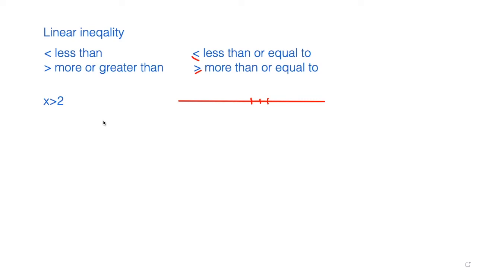Hello, in this video, I will be talking about linear inequality. First of all, let us know the signs or symbols. So this is called less than, and this is more than, the other in the opposite direction. And this one is called less than or equal to, and this one is more than or equal to. To remember this, you can have a mnemonic that is called Pac-Man.